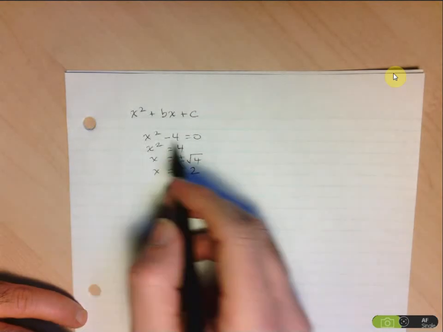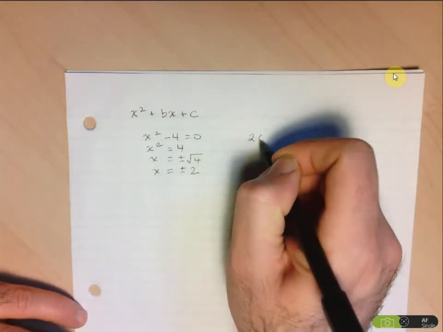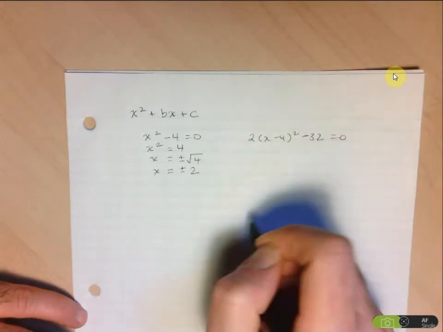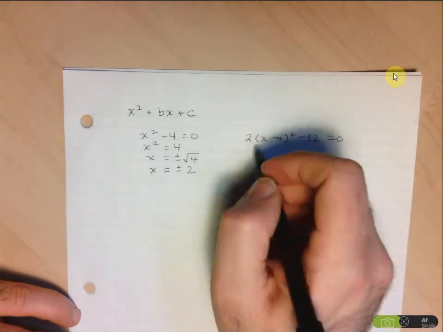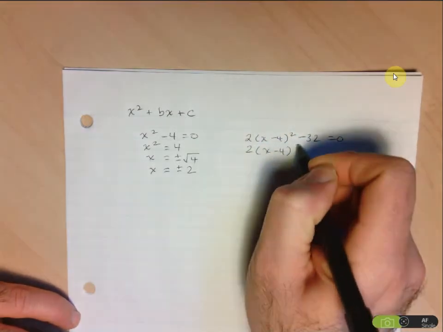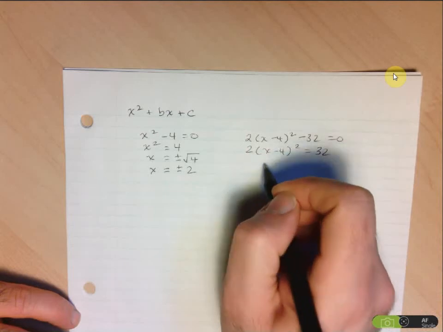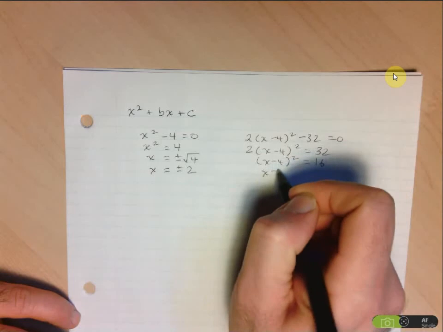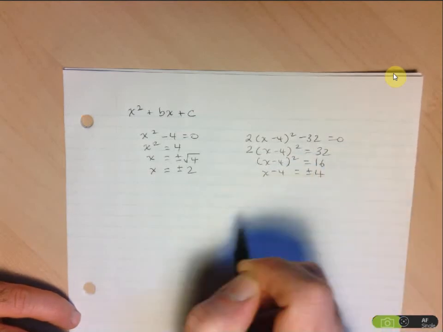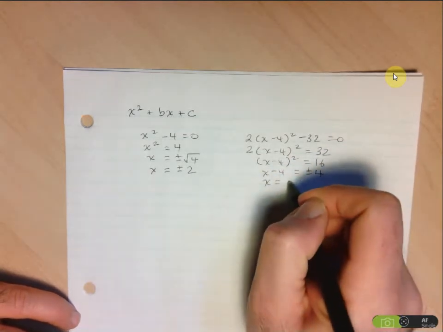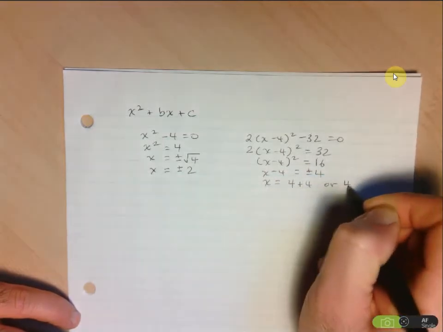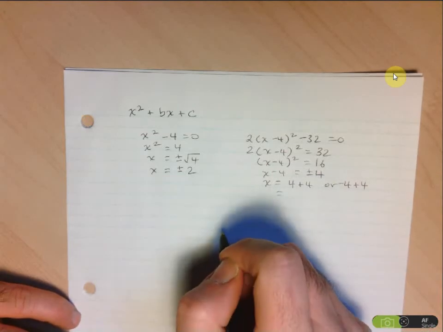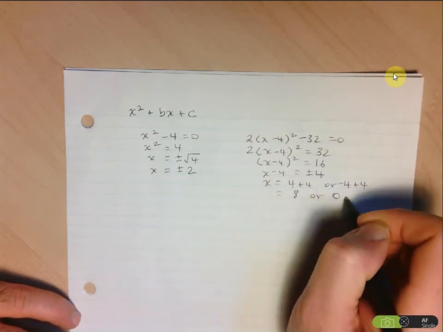And we can have slightly more complex versions of this. Say we have 2 times x minus 4 squared minus 32 equals 0. Again, we can solve this using opposite operations. Just do what we normally would have done. Take the 32 to the other side, then take care of the multiplication. So x minus 4 squared equals 16. Then take the square root of both sides. Again, plus or minus 4. And now we have that x is either 4 plus 4 or negative 4 plus 4. So in other words, we have two possible solutions, 8 or 0.